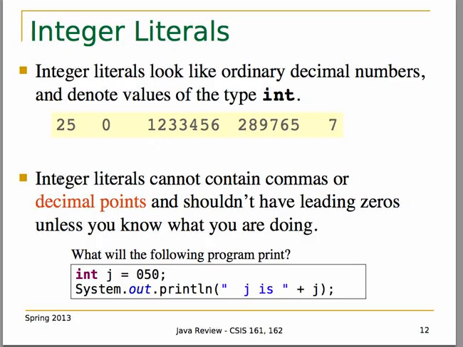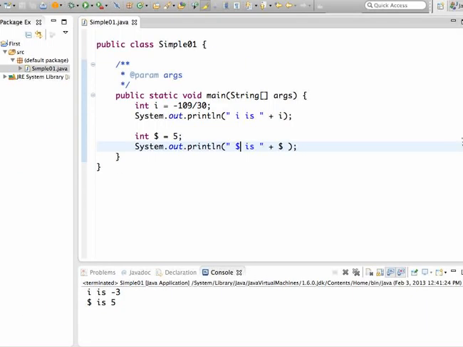Integer literals should not contain commas or decimal points. And you should not have leading zeros unless you know what you're doing. So it turns out you can do something like this. You can say int something equals 050, but when you print it out, you'll get a surprise. So let's try it out.